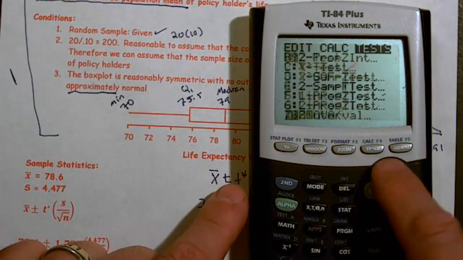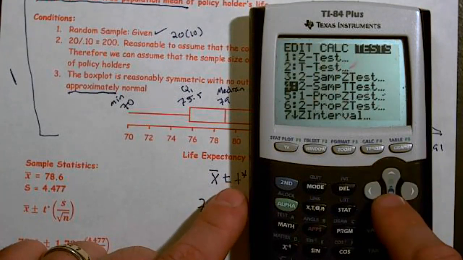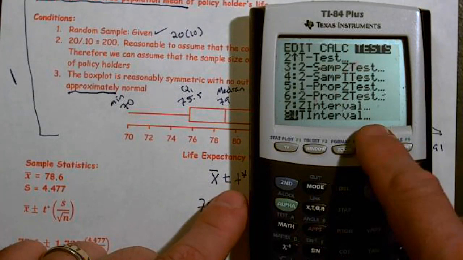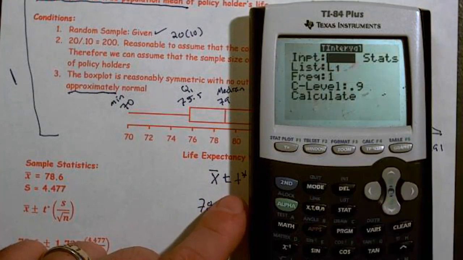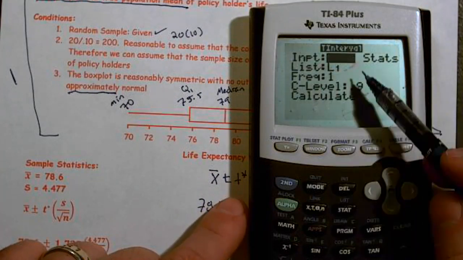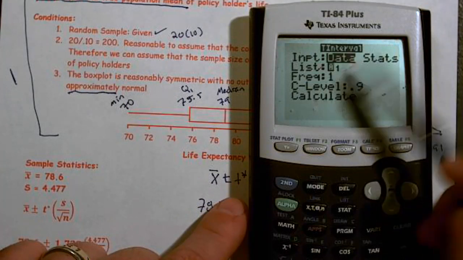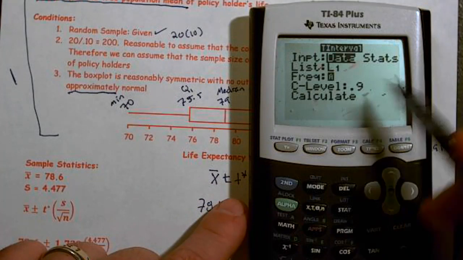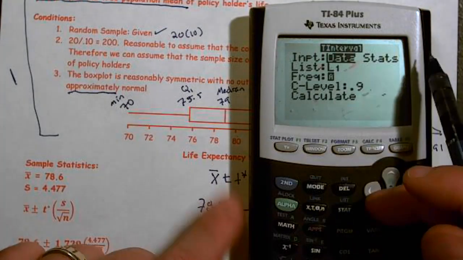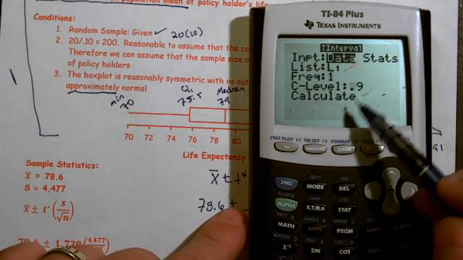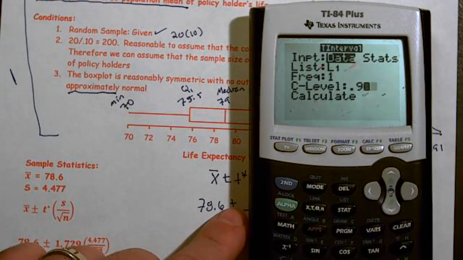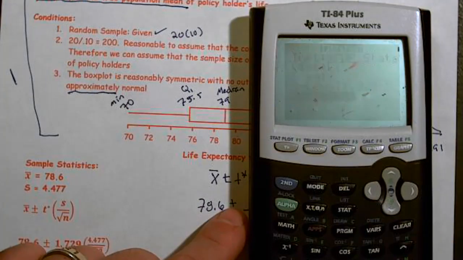Stat test number 8, which is t-interval. In this case, I'm using data, so data needs to be highlighted. My data list happens to be L1. My frequency is 1, because I only have the one list. And my confidence level is 0.90. Make sure you're using a decimal.